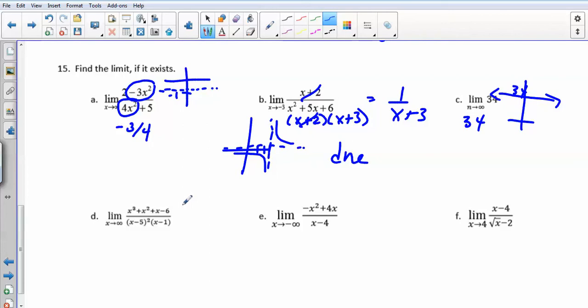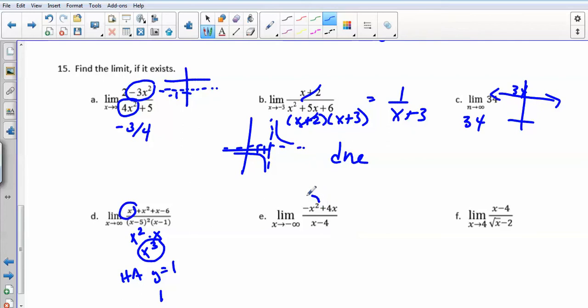Alright, in D, my denominator's already factored, so that means I have vertical asymptotes at x equals 5 and x equals 1, but this is asking about limits, so I don't care about the vertical asymptotes. What I care about is the degree. This gives me a biggest term of x squared, and this gives me a biggest term of x, which overall is x cubed. So x cubed over x cubed gives me a horizontal asymptote at y equals 1. That's also my end behavior, so my limit will be 1.